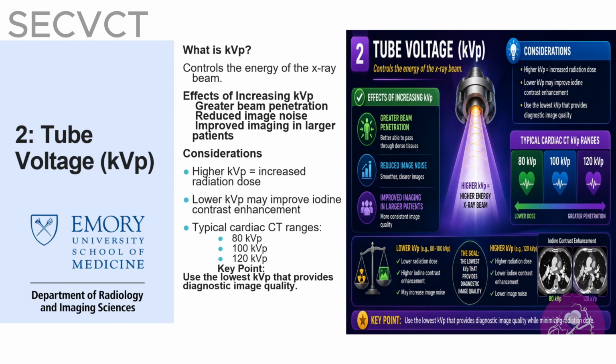What is kVp? It controls the energy of the X-ray beam. Effects of an increase in kVp: greater beam penetration, reduces the image noise, improved image in larger patients. Consideration: higher kVps increase radiation dosage. Lower kVps may improve iodine contrast enhancement, which is very important in most of the patients that we are scanning today. The typical cardiac CT ranges are 80 kVp, 100 kVp, and 120 kVp. The key point: use the lowest kVp that produces diagnostic image quality.